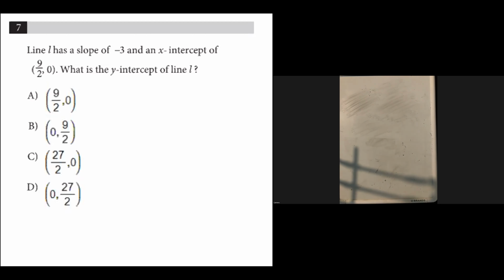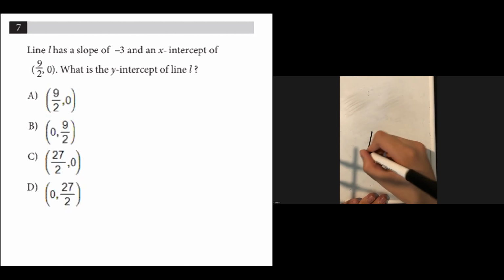All right, so for this one, we're given that a line has a slope of -3 and an x-intercept of (9/2, 0). So let's just graph this. So this is 0, this is 0. So 9/2 is between 4 and 5. It would be about right here.